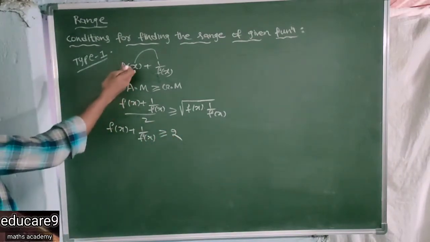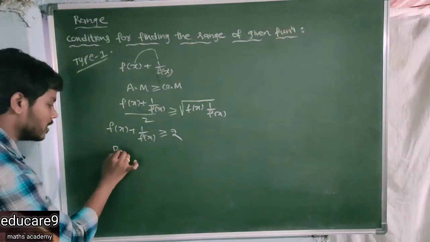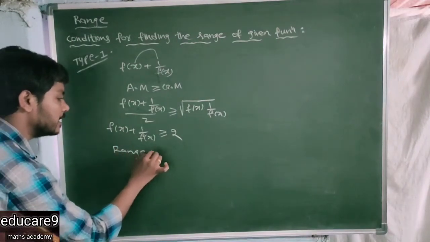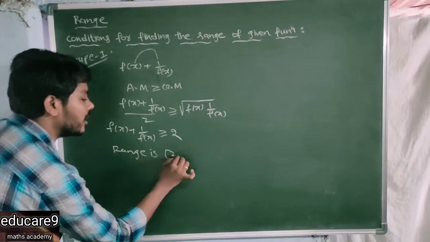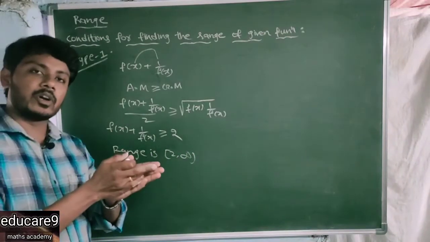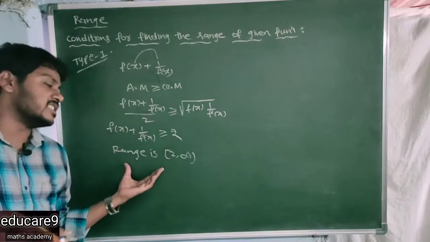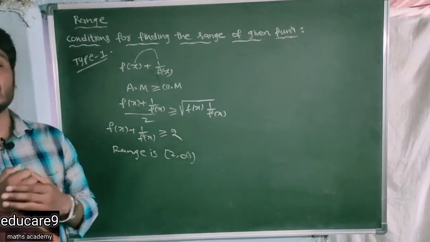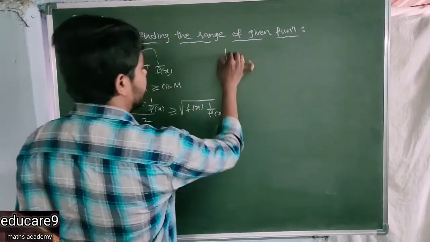So what is the range of this function? Therefore the range is the closed interval 2 to infinity. If the functions are reciprocal, in that case the range is always closed 2 to infinity. Next, type 2.